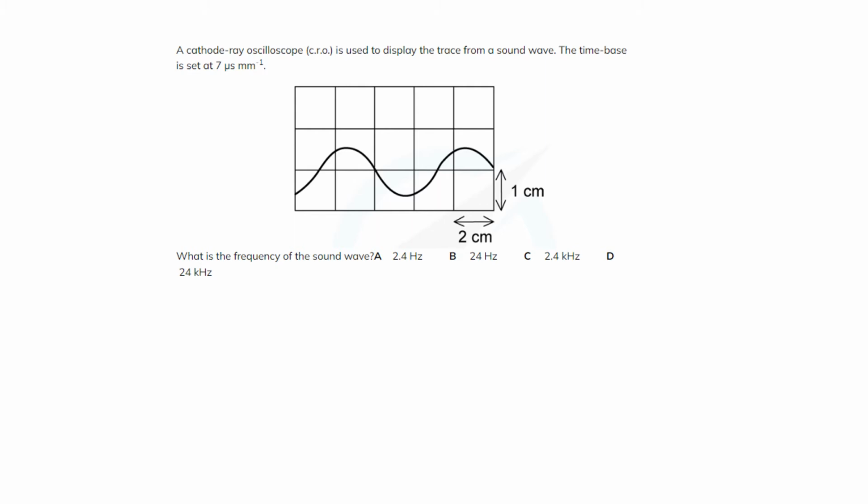So first, how would you do this question? First, you need to use the scale. Secondly, you need to work out the distance of one wave. Then you can work out the period. Then you can convert the length into a unit of time.